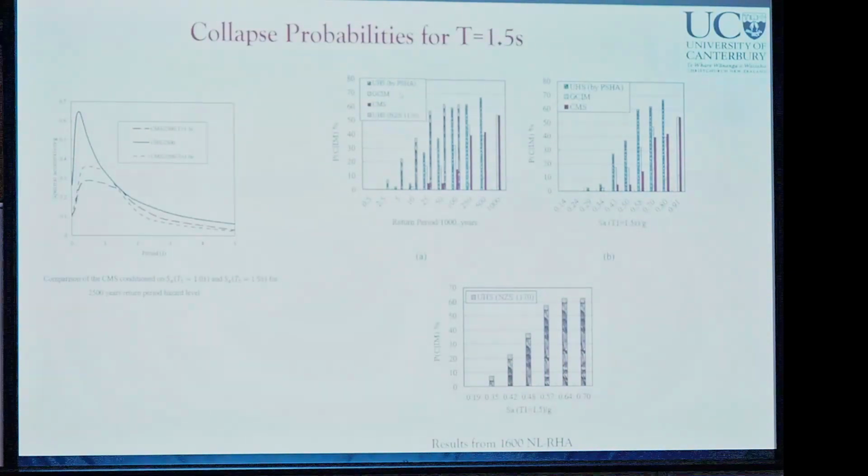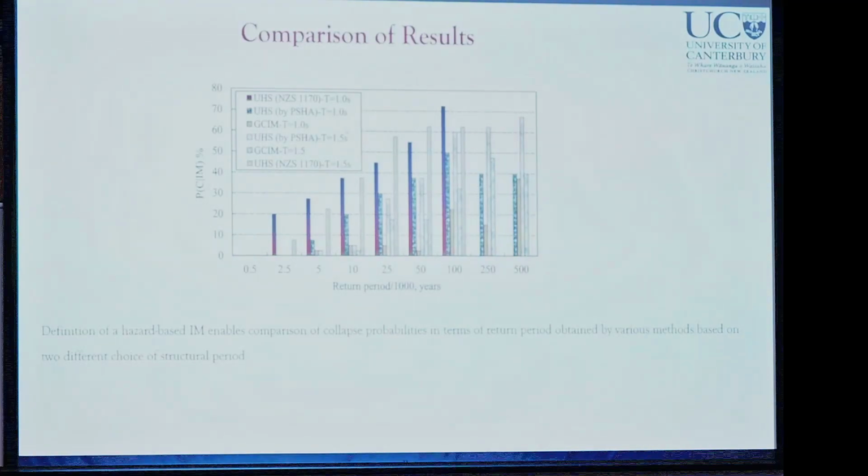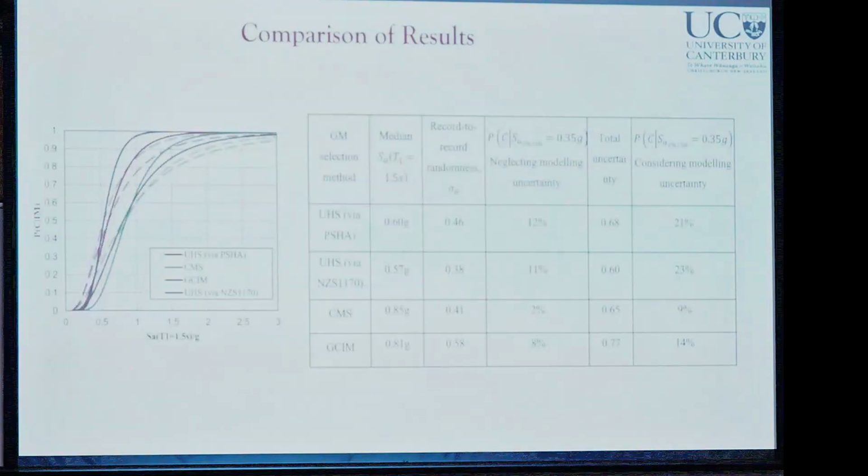For the uniform hazard method, the results are still different, but the difference is not as much as with the other methods. And the other result that we got, which you can better see here, was that the uniform hazard spectrum method is conservatively or over-conservatively estimating the collapse probabilities by up to 40%. In order to compare the results for structures with different periods, we have also proposed a new intensity measure, and that is return period, which enables a comparison of the collapse probability between different structures with different structure periods.